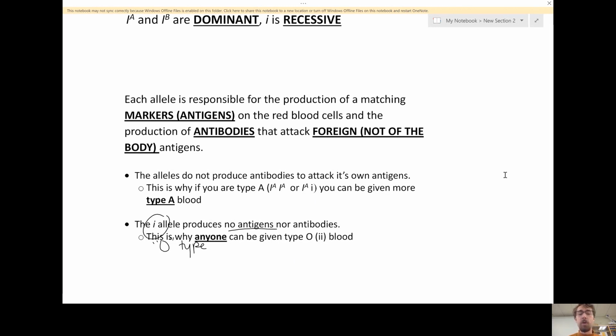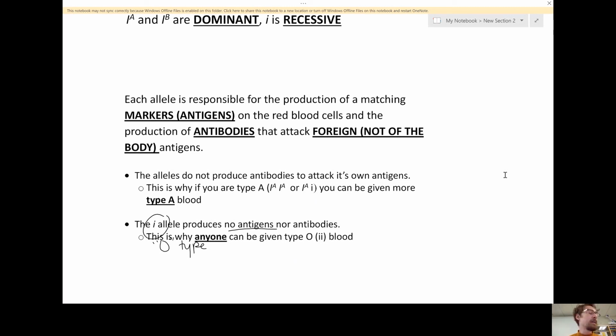So the alleles don't produce antibodies that are going to attack the body's own antigens. So that's why if you have type A blood, you can be given more type A blood. Antigens are the same, so your body's not going to attack them.